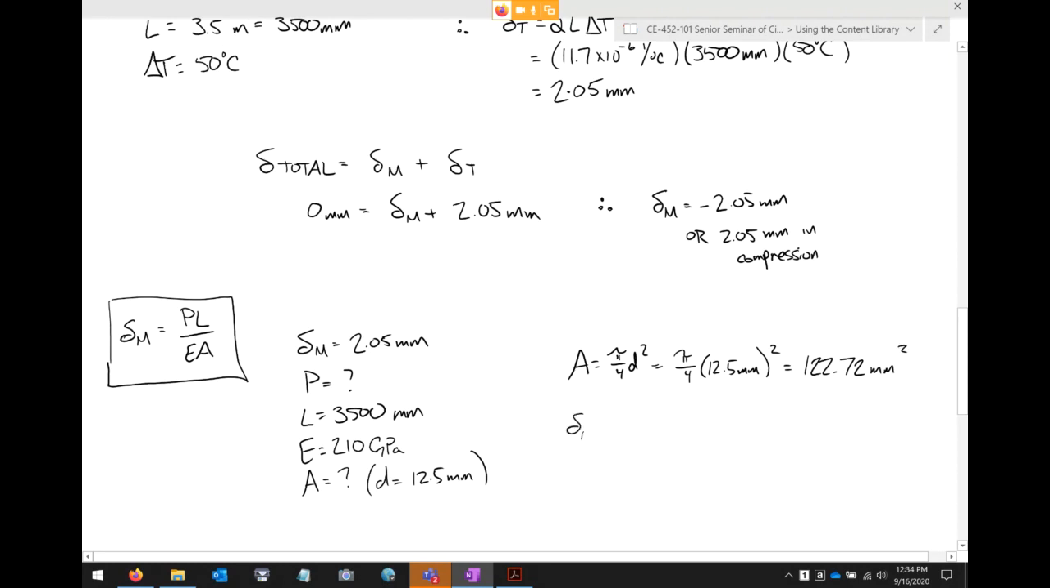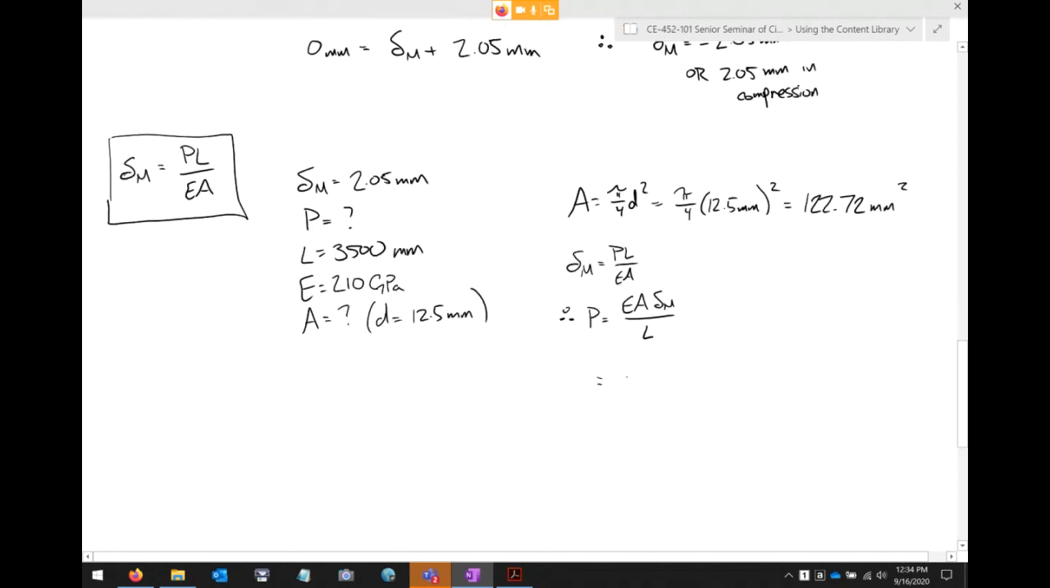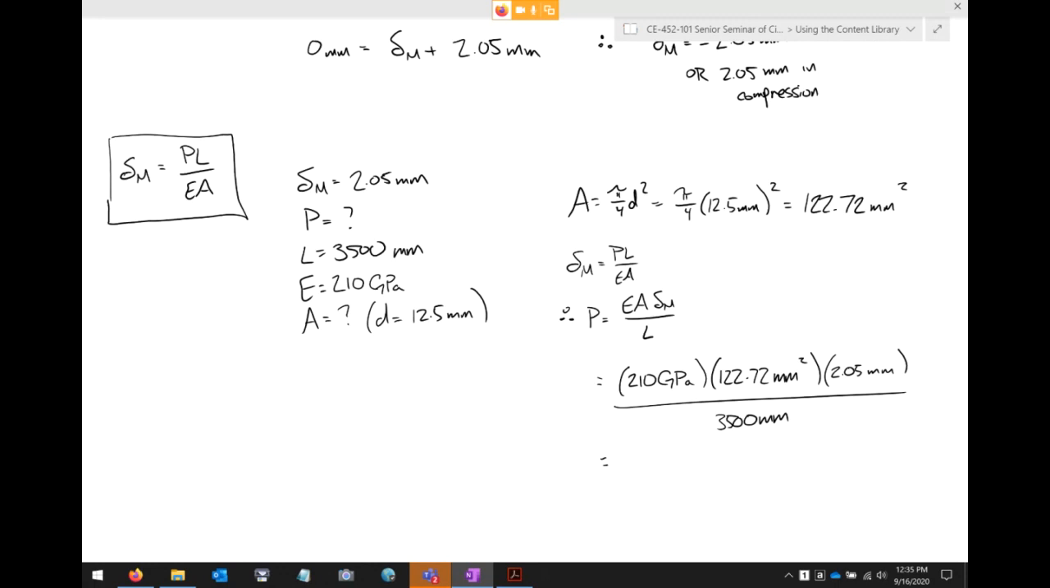And if the displacement is PL over EA, how do I solve for P? Well, multiply both sides by EA and divide by L. So 210 gigapascals, 122.72 square millimeters. Use that 2.05 millimeter displacement, put all that under 3,500 millimeters. And all my units already work out because everything's in millimeters and it's in kilonewtons because I got kilonewtons per millimeter squared is gigapascals. And so what do I get?